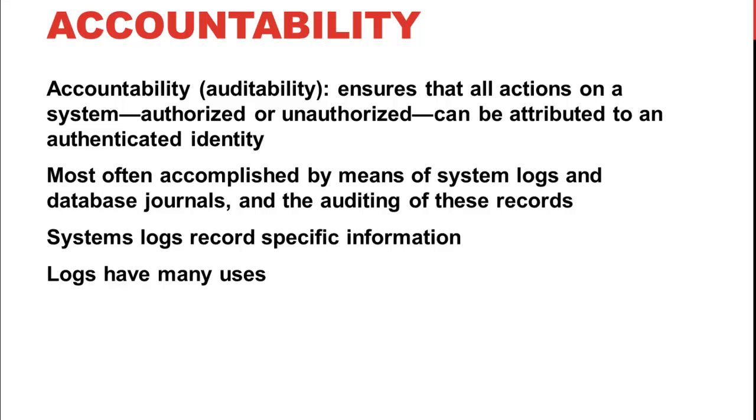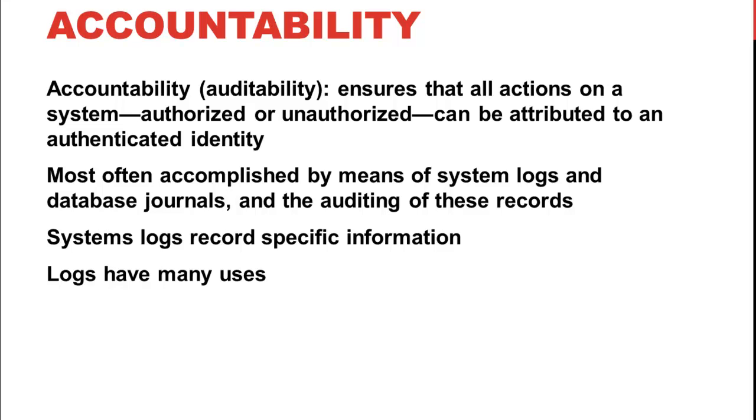One thing that's important as far as the authentication process is the accountability or auditability, making sure that actions on the system can be attributed to an authenticated identity, because what we really need to be able to do is to tie a particular action to a particular individual with all certainty. We must know that L. Snyder accessed this particular resource on the network share and what they did here. Many times this is accomplished through system logs, journaling, audit records, and so forth and so on.